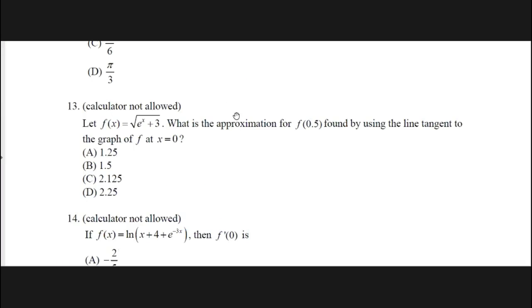Okay, 13, no calculator. What is the approximation for f of 0.5? So this is linear approximation, aka finding the slope of the tangent line. So first things first, find my derivative.